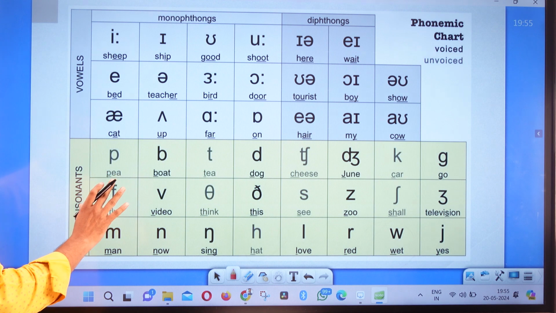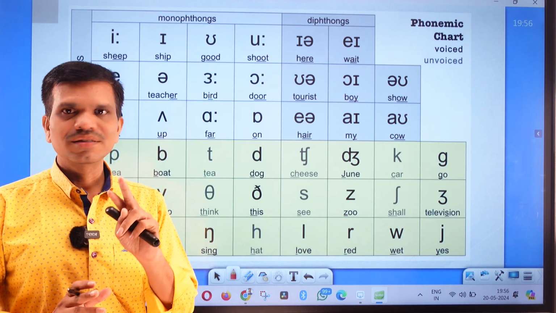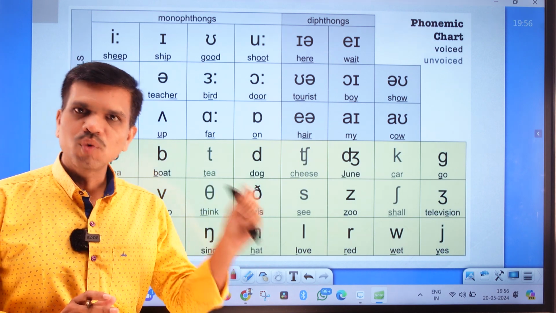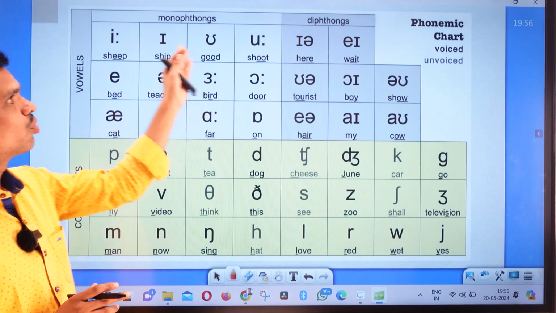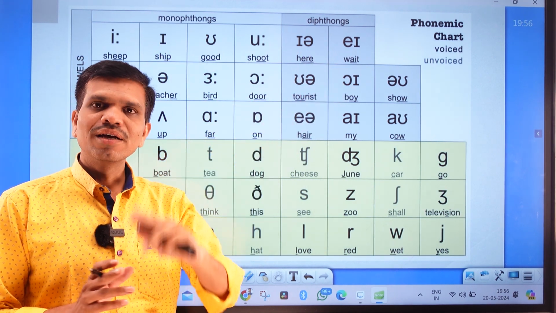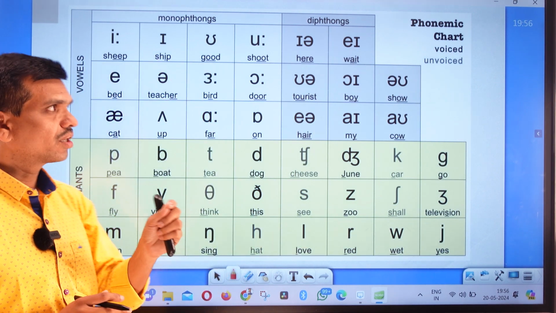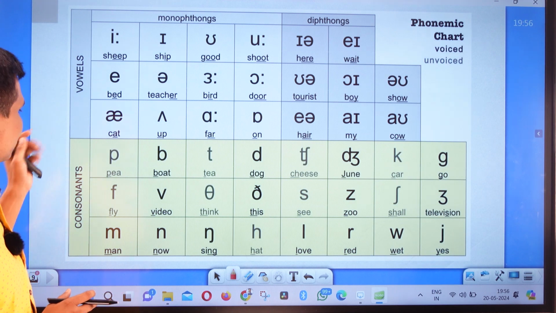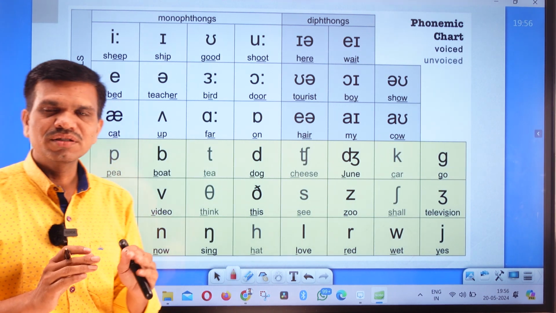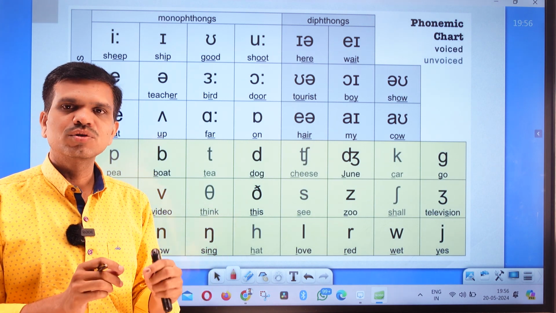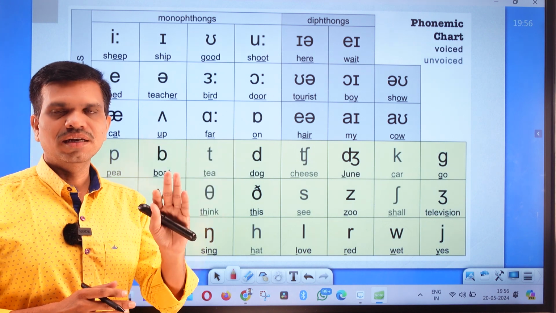Now here we can divide English sounds into two broad groups. First is vowels and second consonants. Again these vowels can be divided into monophthongs and diphthongs. Diphthongs means two sounds combined in one sound, and monophthongs means single sounds. Let's see, I will read it. Though my pronunciation will not be like the pronunciation of a native speaker, I will try to pronounce these sounds as correctly as I can.